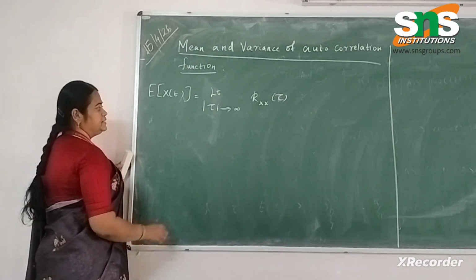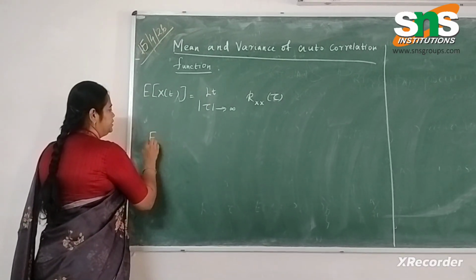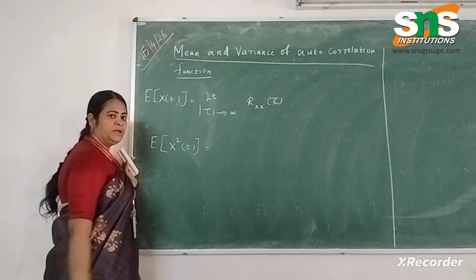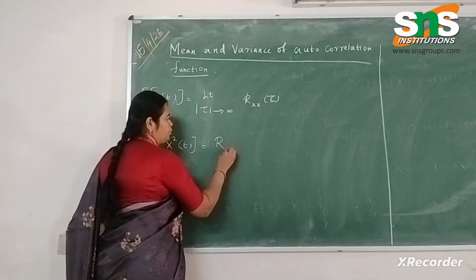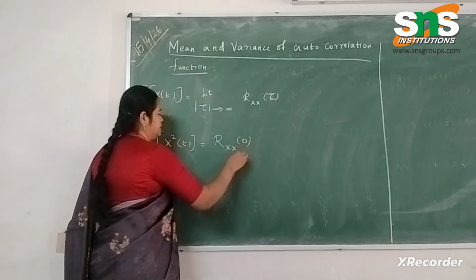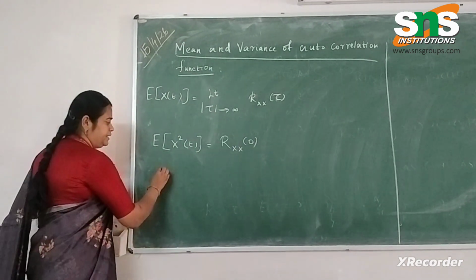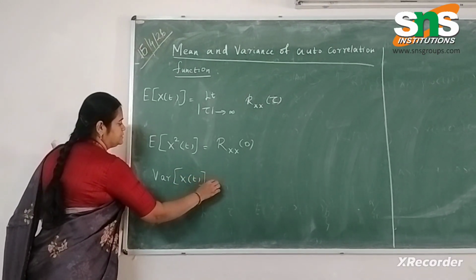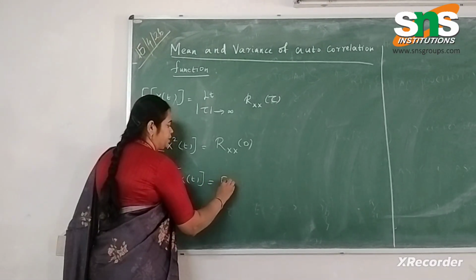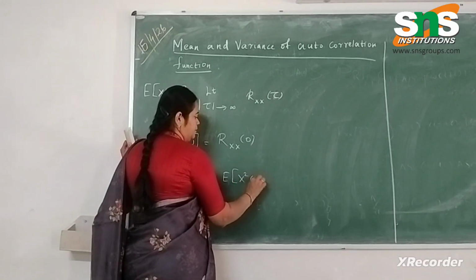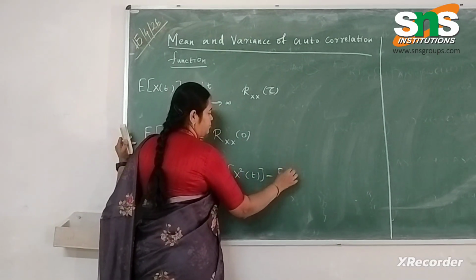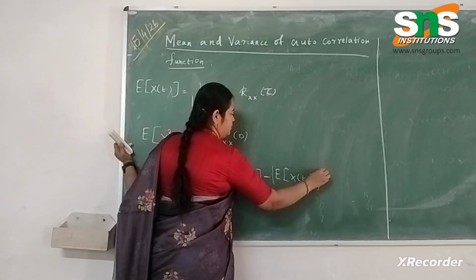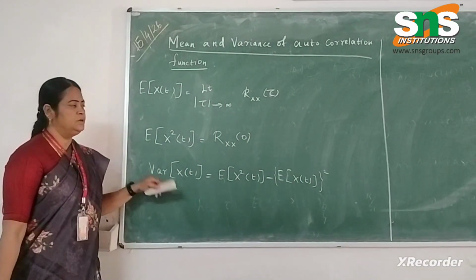Next, for finding the variance of the autocorrelation function, you have to find E of x square of t. So E of x square of t is given by the formula r xx of 0. By putting tau equal to 0, simply we get E of x square of t, and variance of x of t is equal to E of x square of t minus E of x of t the whole square. So this is our variance.